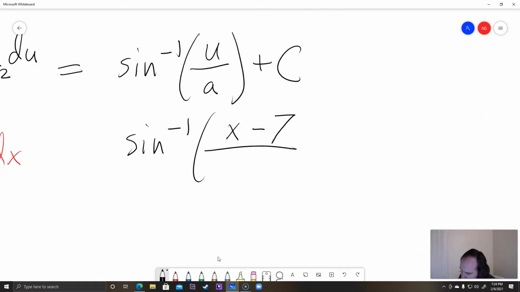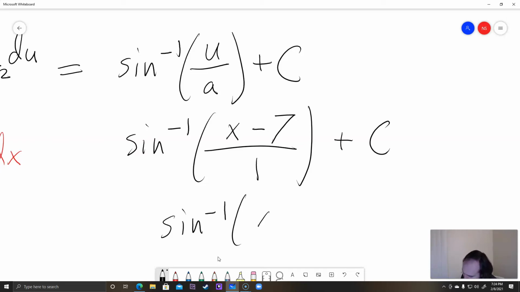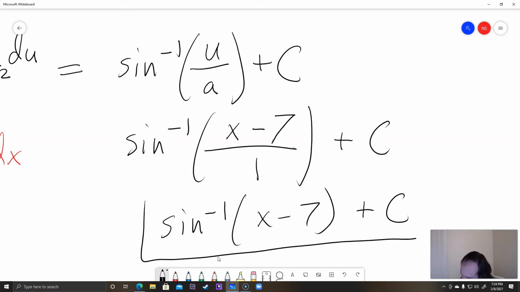So we have sine inverse of x minus 7 all over 1 plus c. But then, of course, any number divided by 1 is just itself. So that's going to get us to our final answer, which is going to be sine inverse of x minus 7 plus c.